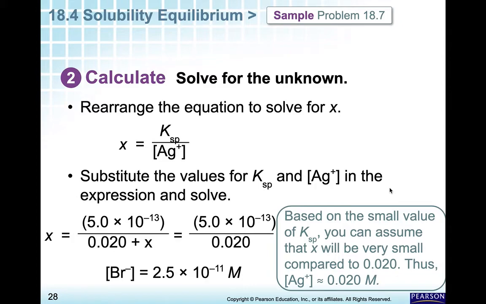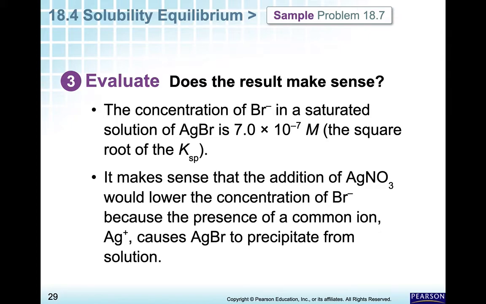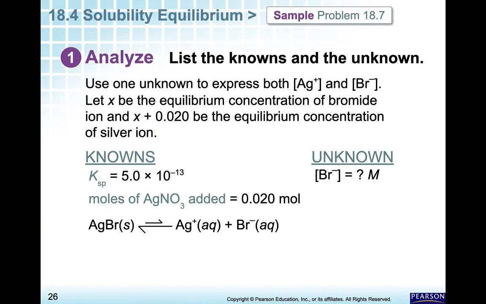All right, so there is kind of a lot to these problems because you have to make some assumptions in order to be able to go from step to step. And so we solved for the concentration of the bromide ion. It makes sense that the addition of the silver nitrate would lower the concentration of the bromide ion because of the common ion, silver. So let's go back to our equation just to talk through what happened there.